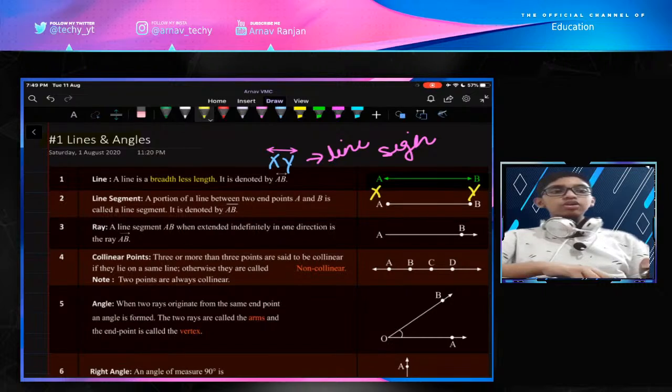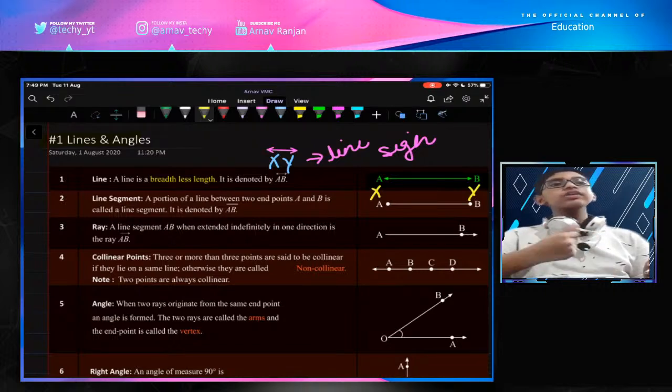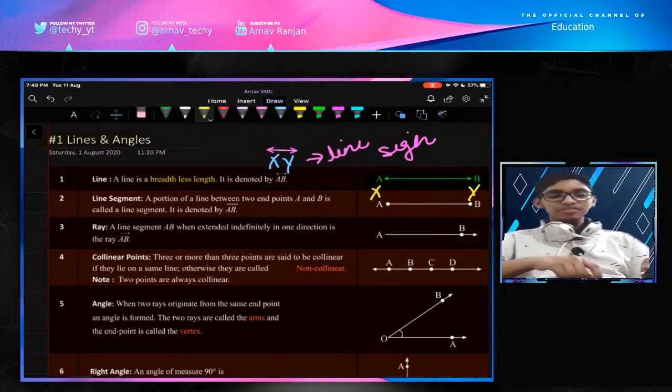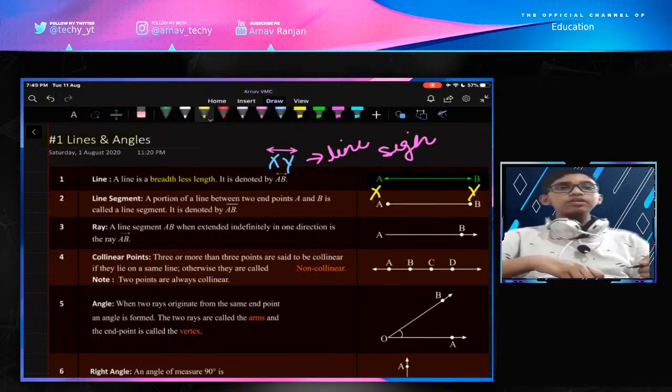Next we will talk about the line segment. A line segment is very similar to a line, but it has endpoints, which are obviously two. It's the portion of a line that is between two endpoints.